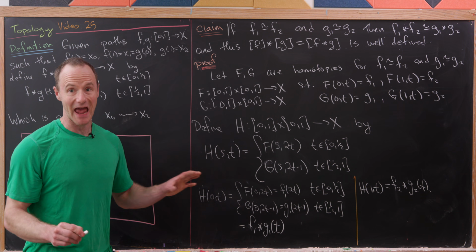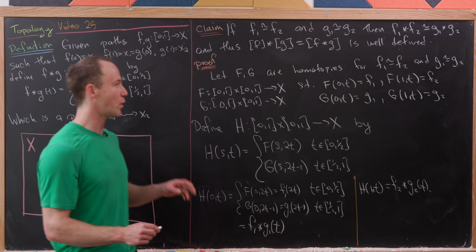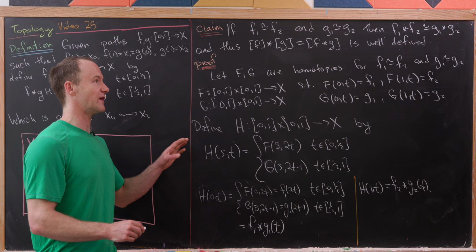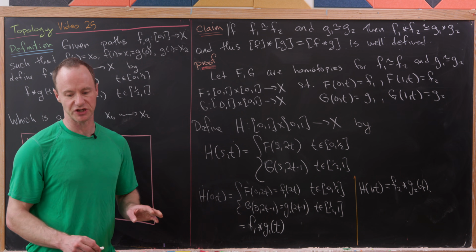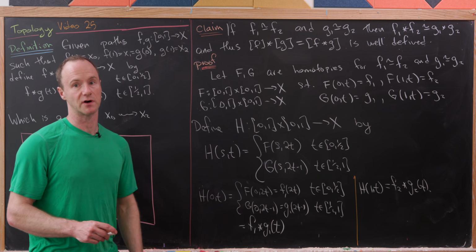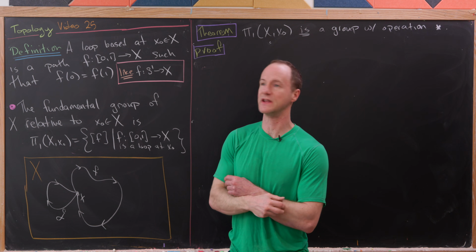But that means that this h is our homotopy between the product of f1, f2 and g1, g2. Okay, so let's move on. Okay, so now for a big definition.